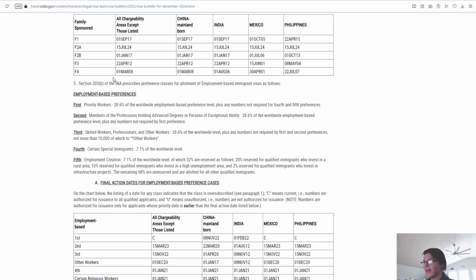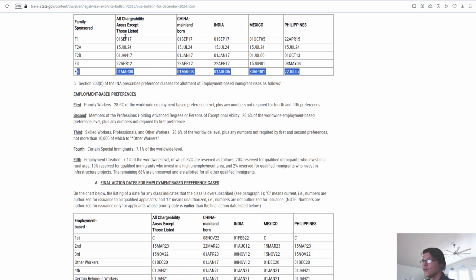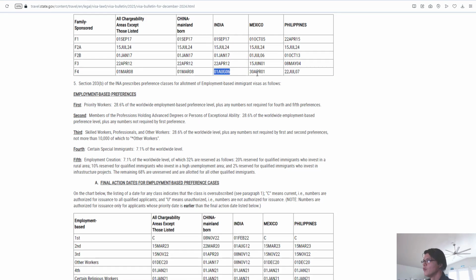All right, let's take a look at the F4 category now, see if there is some kind of movement for people waiting for documentary qualification process to begin based on the fourth family preference category. So we got all chargeability area March 1st, 2008. March 1st, 2008. So no movement for all chargeability area for F4. China, no movement. India. Okay, 15 days movement from August 1st to August 15th. So like 2 weeks movement ahead. At least something. Mexico, let's see. No movement for Mexico.